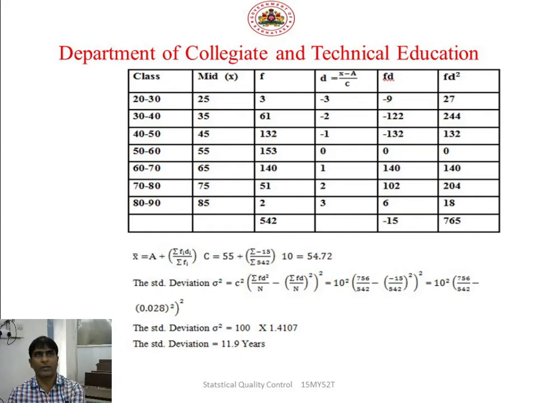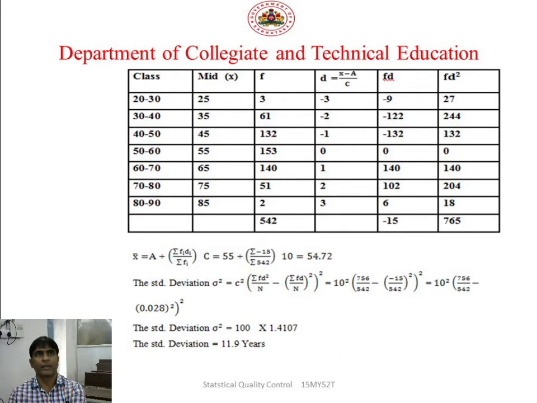Okay, you should calculate d. As in the previous class, we know how to calculate d. So d is calculated as x minus a divided by c. Okay, so there you get minus 3, minus 2, minus 1, like that you should keep.